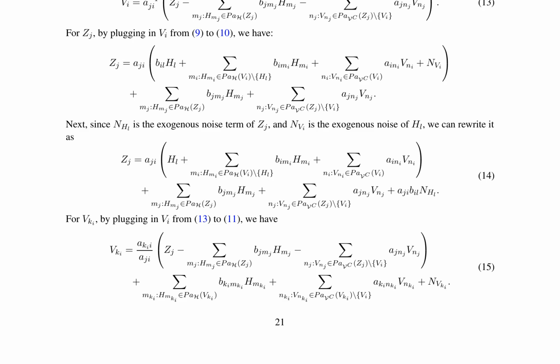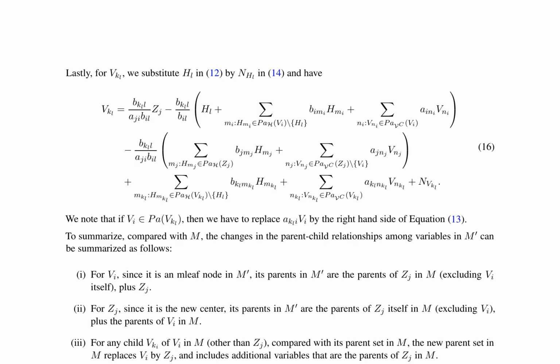For V, it becomes an M-leaf node in M', with its parents being the parents of Z_j in M excluding V itself, plus Z_j. For Z_j, it becomes the new center, with its parents being the parents of Z_j in M excluding V, plus the parents of V in M. For any child V_k of V in M, other than Z_j, the new parent set in M' replaces V by Z_j and includes additional variables that are the parents of Z_j in M. For any child V_k of H in M, other than V, the new parent set in M' adds the new center Z_j and all parents of Z_j in M.